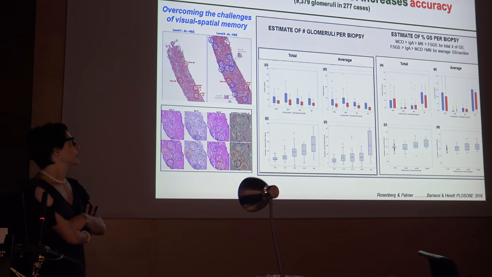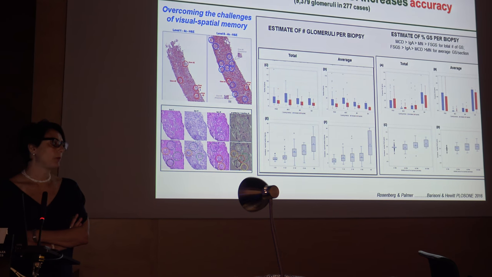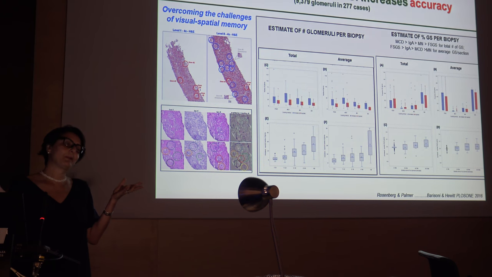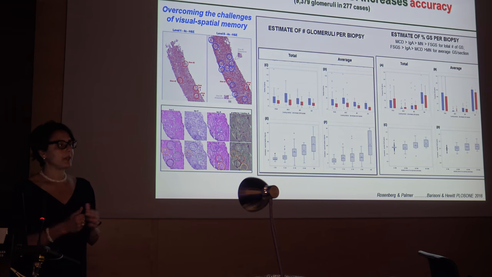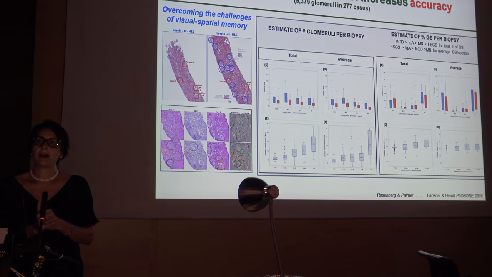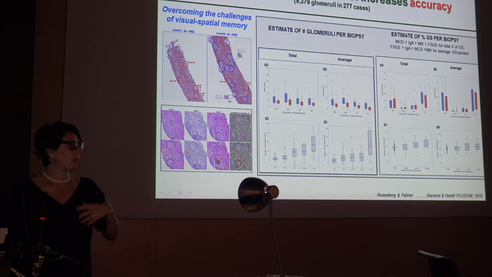Digital pathology can help us in many ways. One is to increase the accuracy of what we do. If you think about one of the main things that we do, the first thing when we look at the biopsy, we count the glomeruli, right? And how accurate are we doing so? Well, I think we rely too much on our visual spatial memory. And very often we count the same glomerulus twice, or we don't count it because we think it's another one, etc.